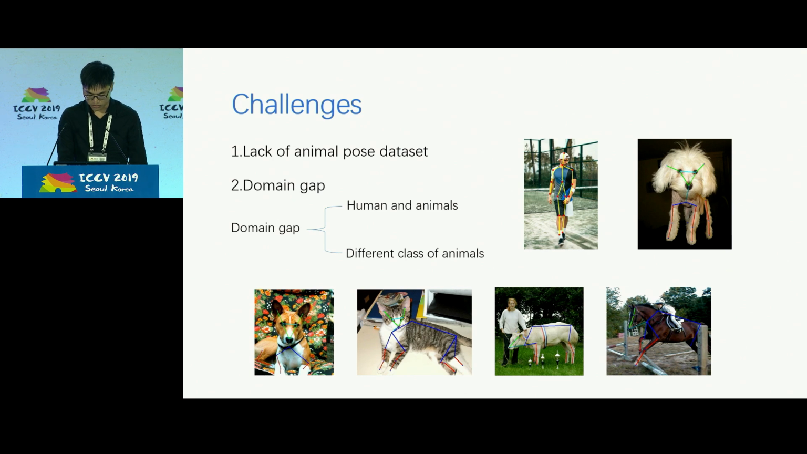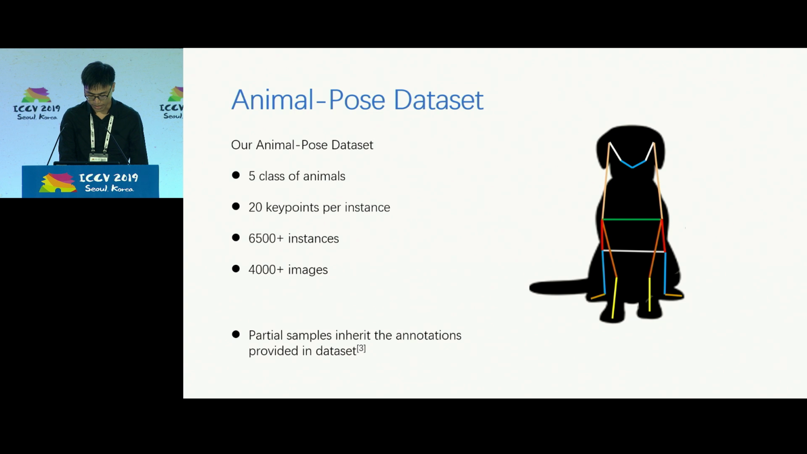Since there is almost no available animal pose dataset to objectively evaluate the performance on animal pose estimation and to obtain basic knowledge under weak supervision, we build a pose-labeled animal dataset. Our dataset has 5 classes of animals, which are cat, dog, horse, sheep, and cow.